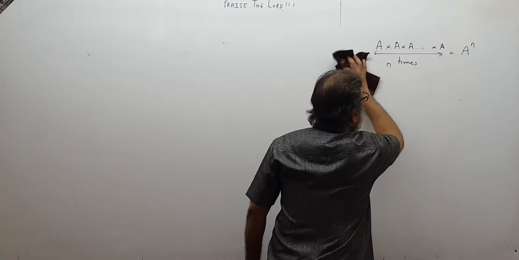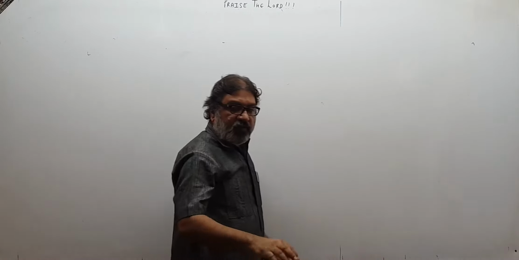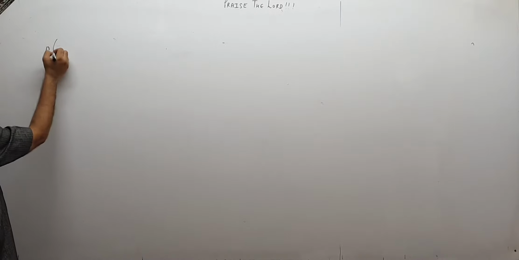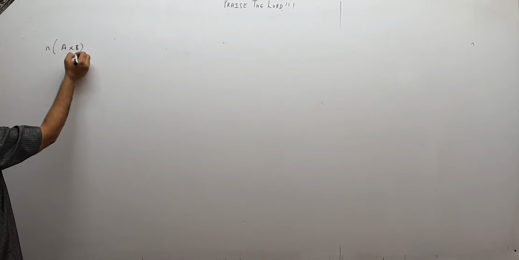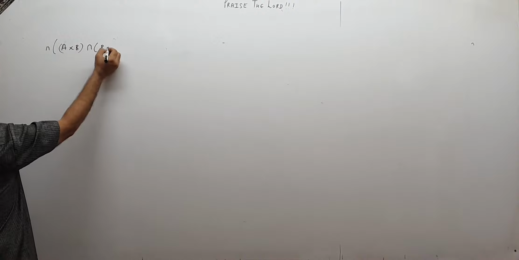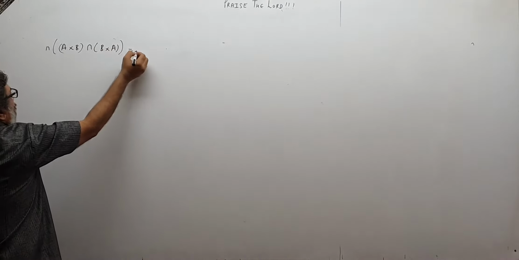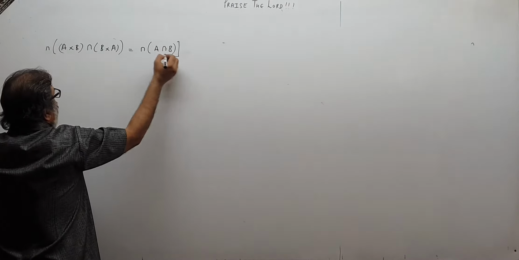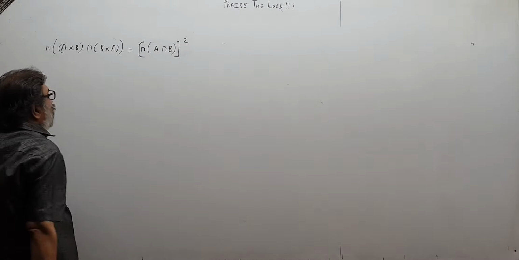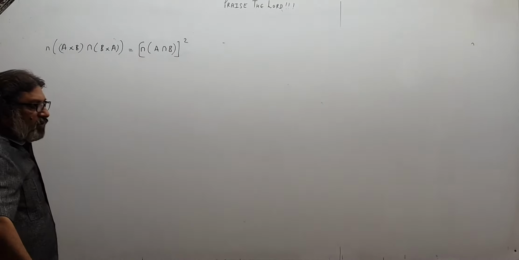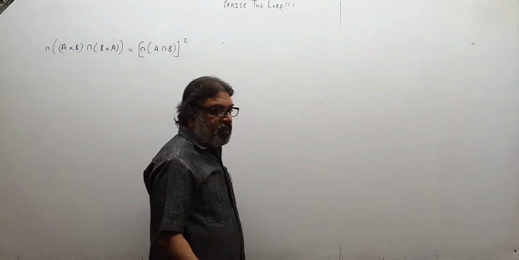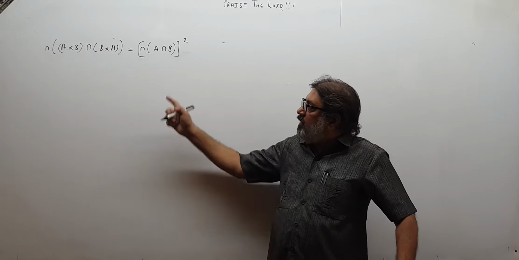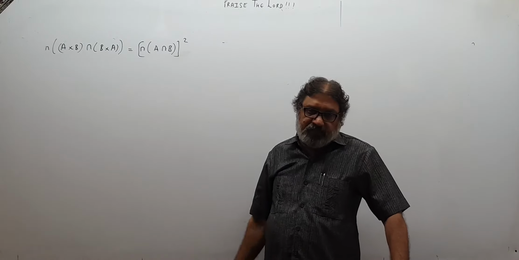One very important formula you have to remember that will be very helpful to you. Number of elements of A cross B intersection B cross A is equal to number of elements of A intersection B whole square. So n(A cross B intersection B cross A), the number of elements common to B cross A and A cross B, will be equal to the number of elements common to A and B, squared.